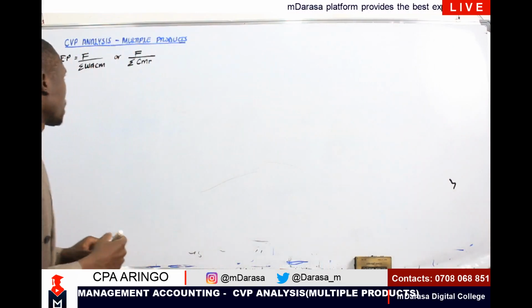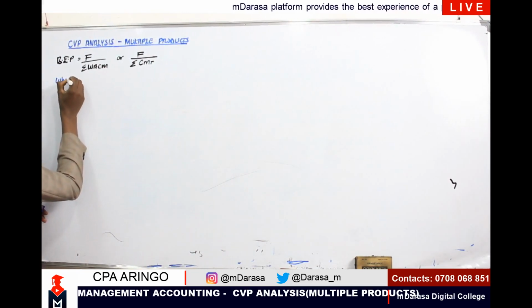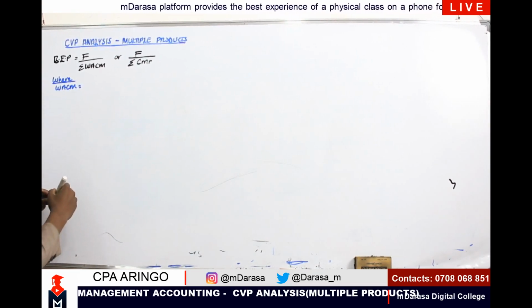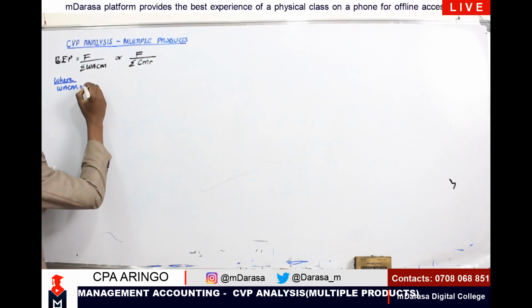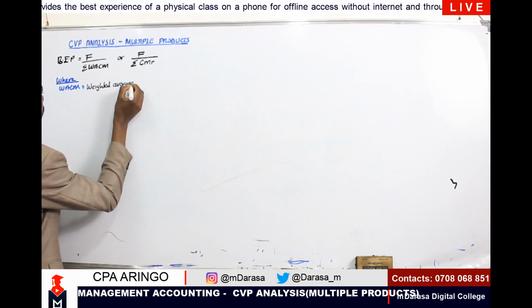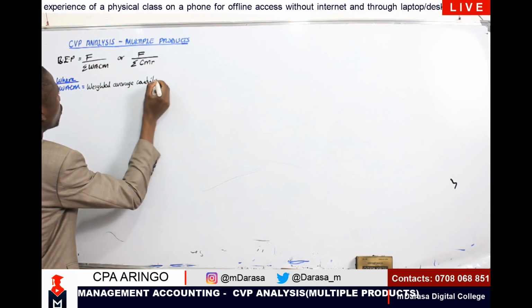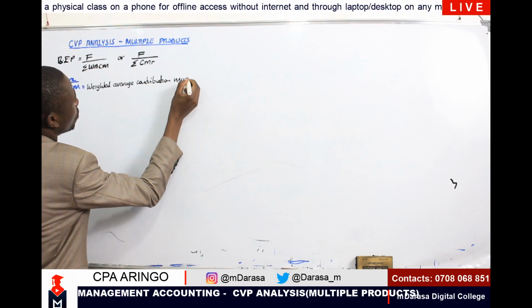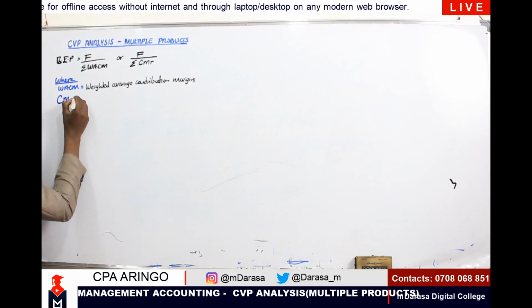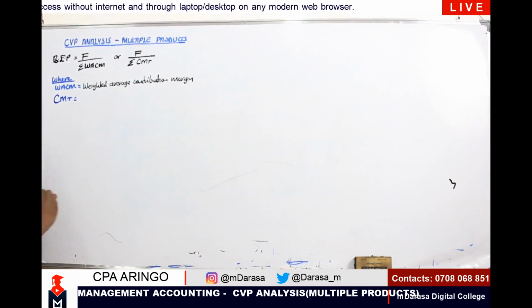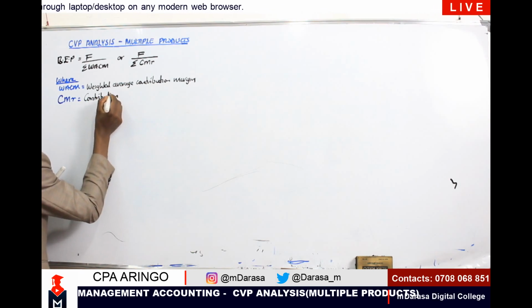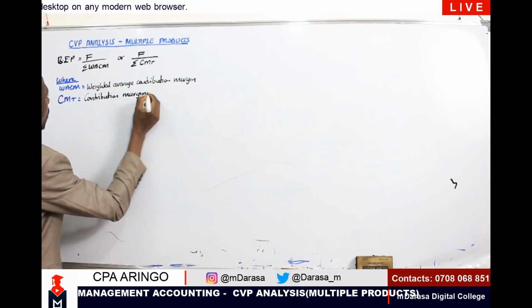Breaking down these variables of ours, WACM stands for weighted average contribution margin, whereas CMR stands for contribution margin ratio.